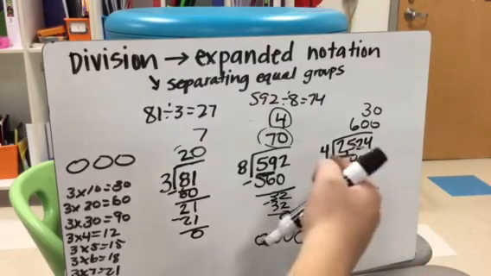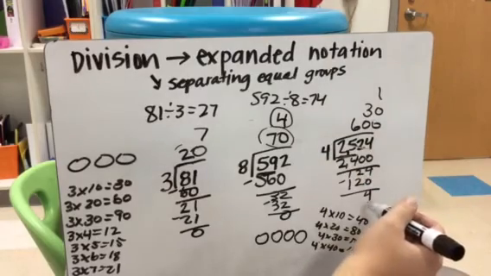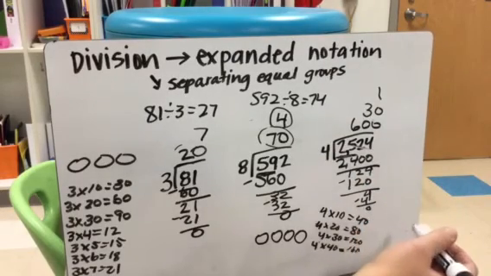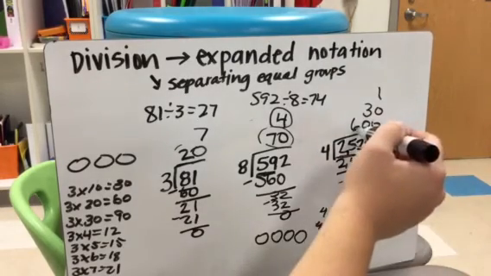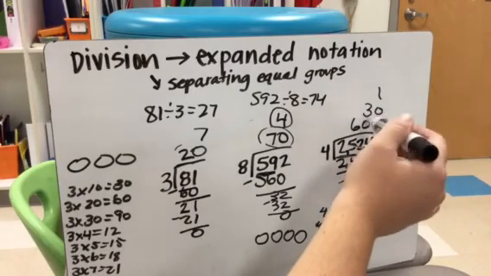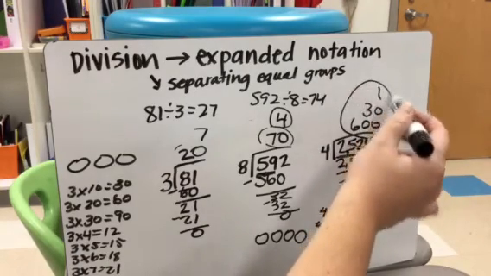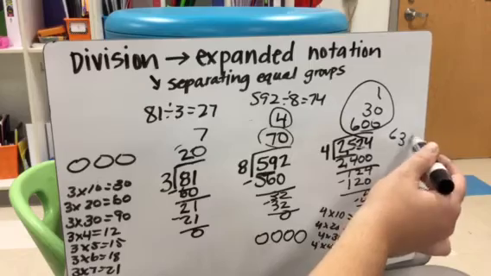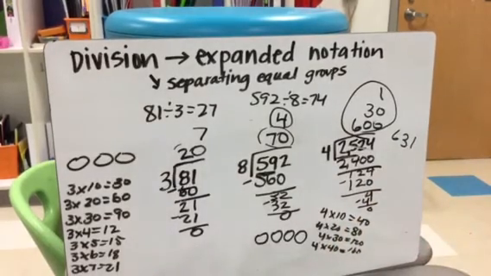So 4 groups of 1 is 4. So I gave away all my cubes. Each person got 600 the first time, 30 the second round, and 1 more. That's 631 cubes for each person.